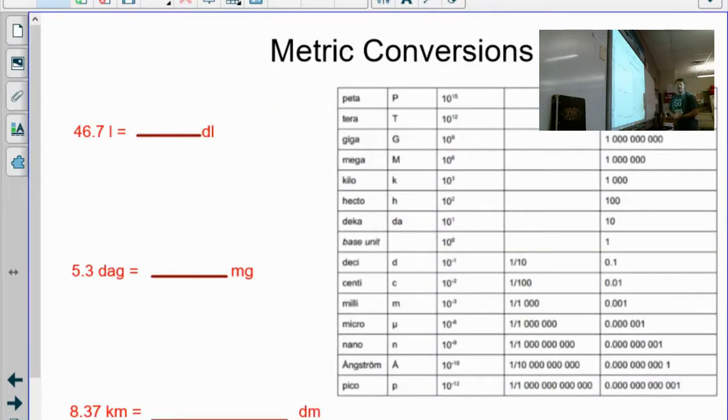So then we're going to come over here to metric conversions. And this is going to be a great introduction into dimensional analysis. First off, I have 46.7. This letter here is actually an L for liter. Anytime you see a letter all by itself, we are talking about our base unit. Whether it be M for meters or G for grams, if it's a letter by itself, it is your base unit, and I am starting right here.